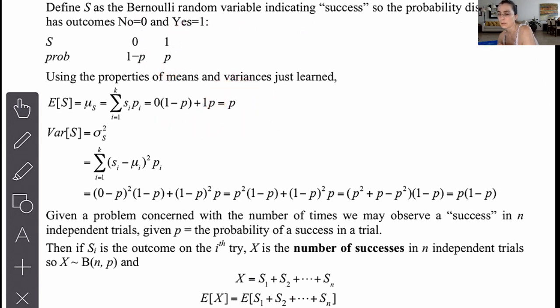Isn't that cool? See, so this times this is 0, and this times this is just p. So that is the mean of the Bernoulli trial. Each time I look and observe, attempting to find my success.